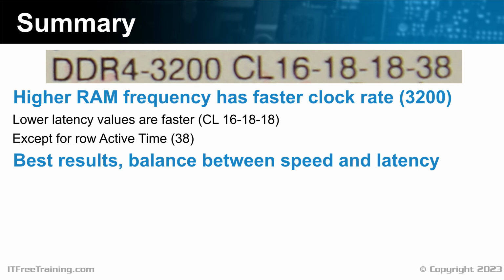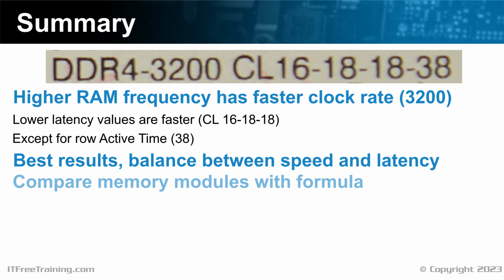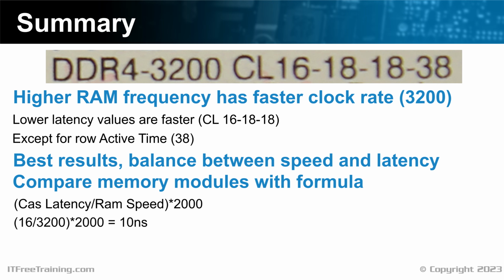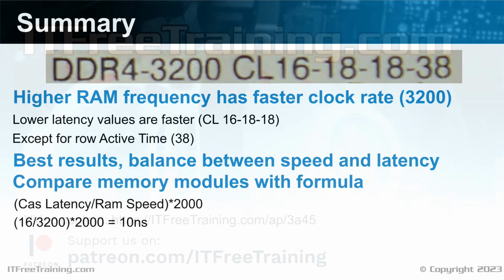To get a quick comparison between memory modules, you can use the following formula. In the case of our example memory, this gives us a result of 10 nanoseconds. This formula gives you a quick way to compare different memory modules on the market. Unfortunately, just looking at the clock speed won't tell us how fast the memory module will operate at. We also need to consider the latency. Thus, don't be fooled into buying the memory module with the highest clock speed.